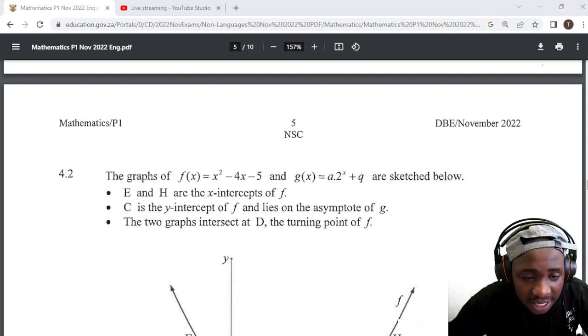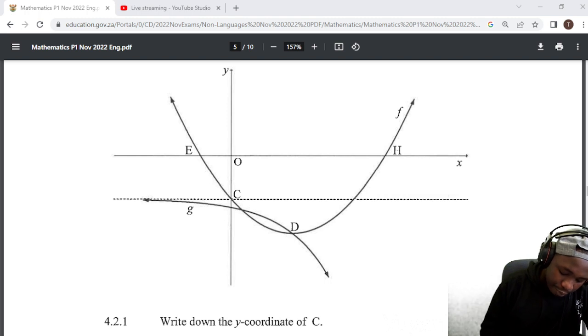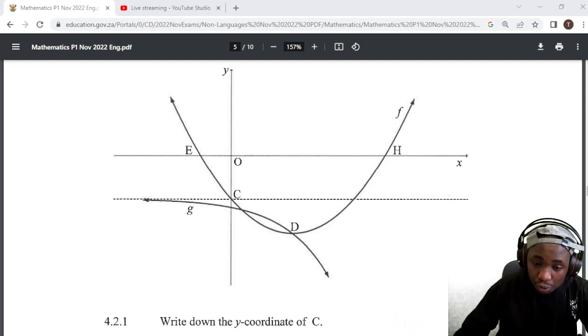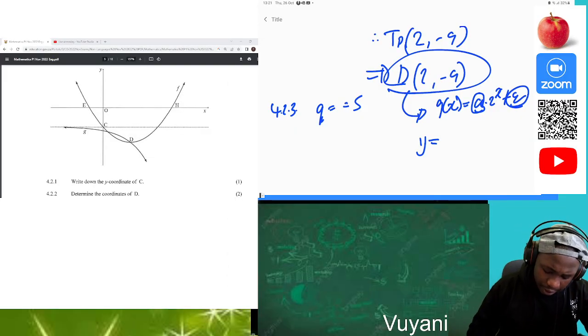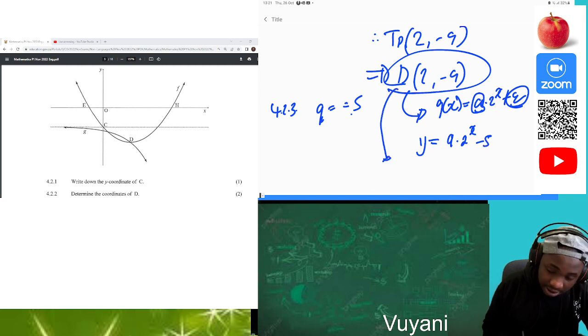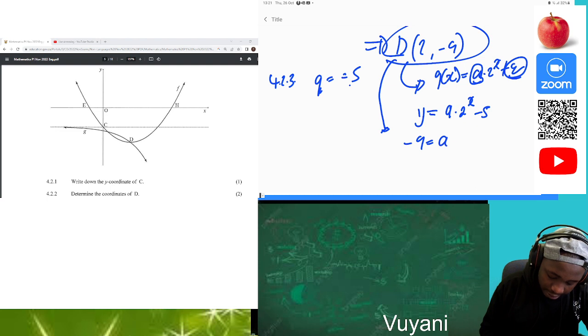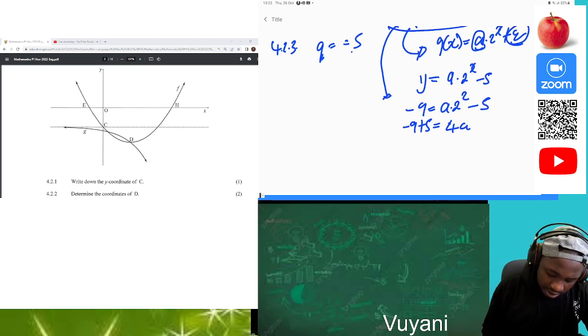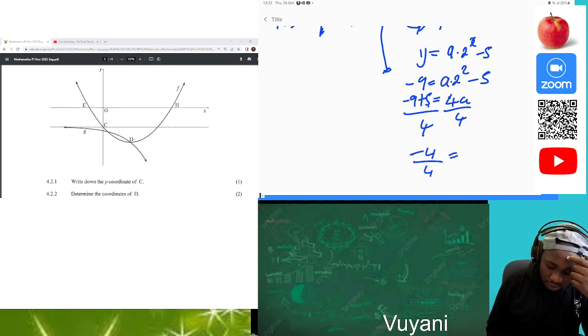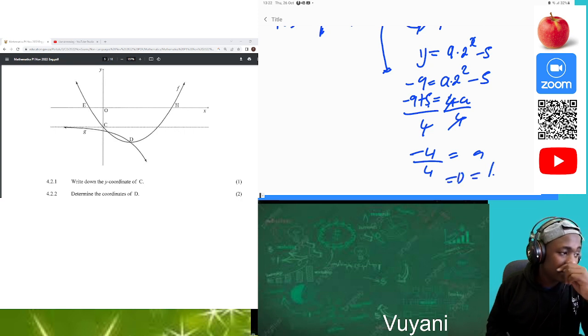How can we find a? Now we have point D, so we can substitute point D in g of x. So y equals a times 2 to the power x plus our q, negative 5 there. Then we substitute D, so that we have negative 9 equal to a times 2 to the power 2, minus 5. Negative 9 plus 5 is equal to 4a, because 2 squared is 4. Then you divide by 4. Negative 9 plus 5, that's 5 minus 9. Negative 4 divided by 4 equals a. Then our a is equal to negative 1.